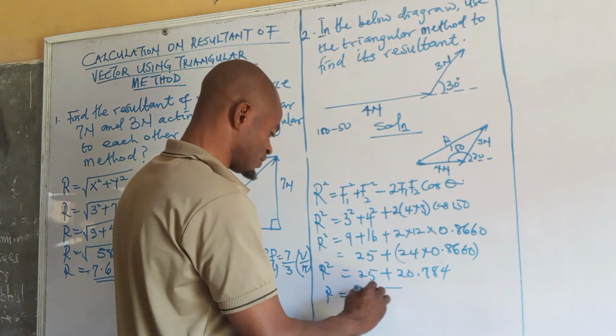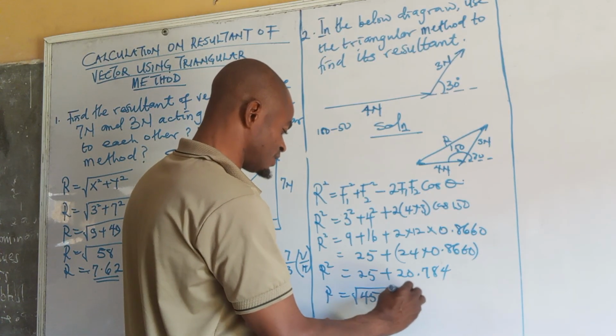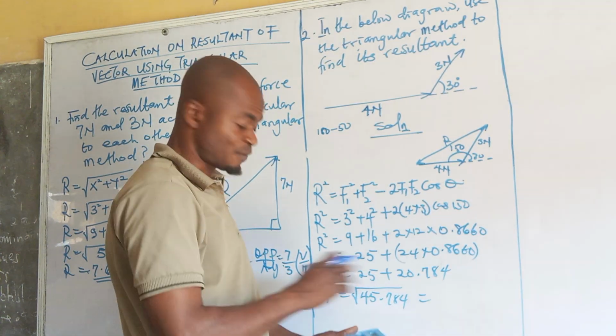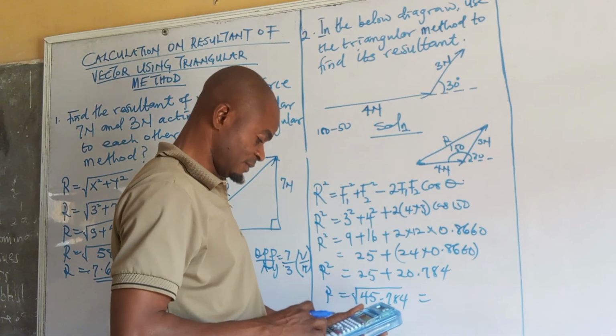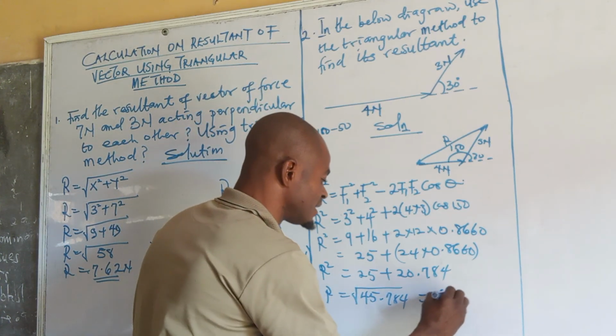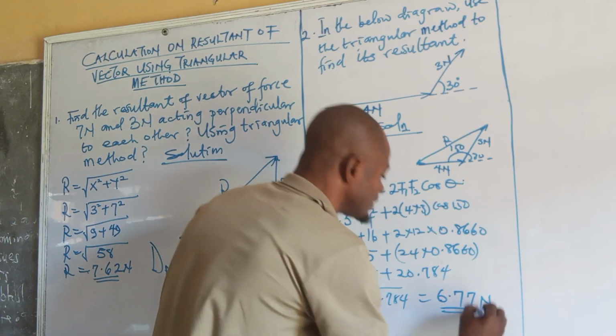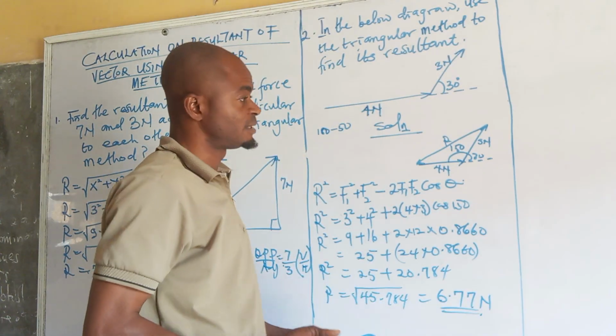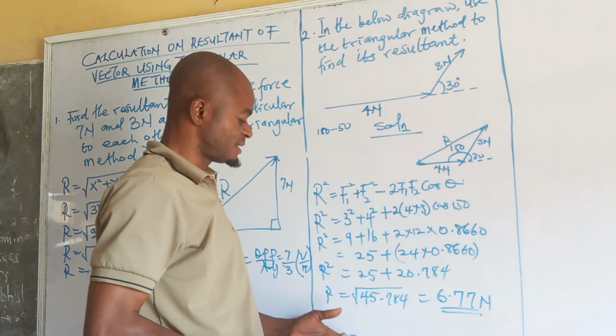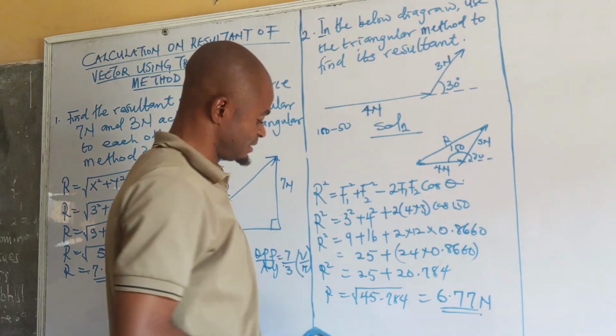It will give us 45.784, and we find the square root of it. The square root of the answer is 6.7, approximately 7 Newton. That is for the resultant. That is how to get a resultant. We've gotten our resultant in this way.